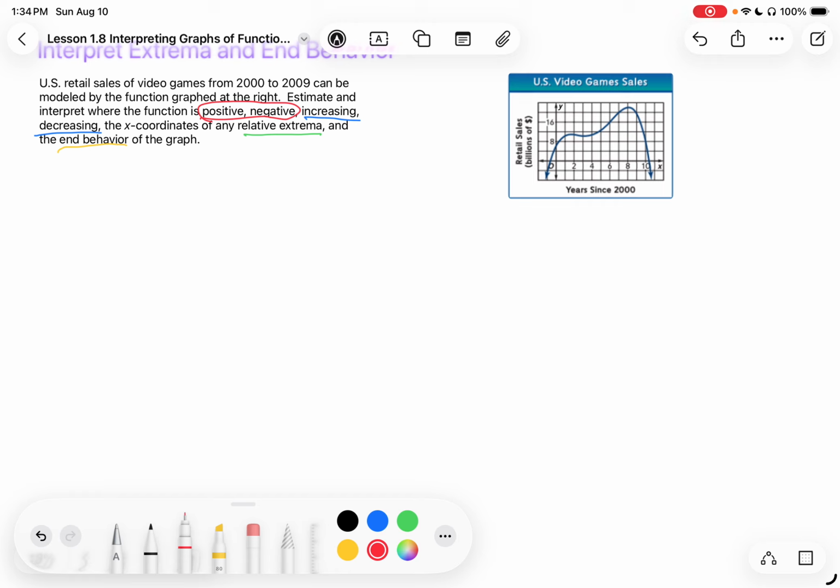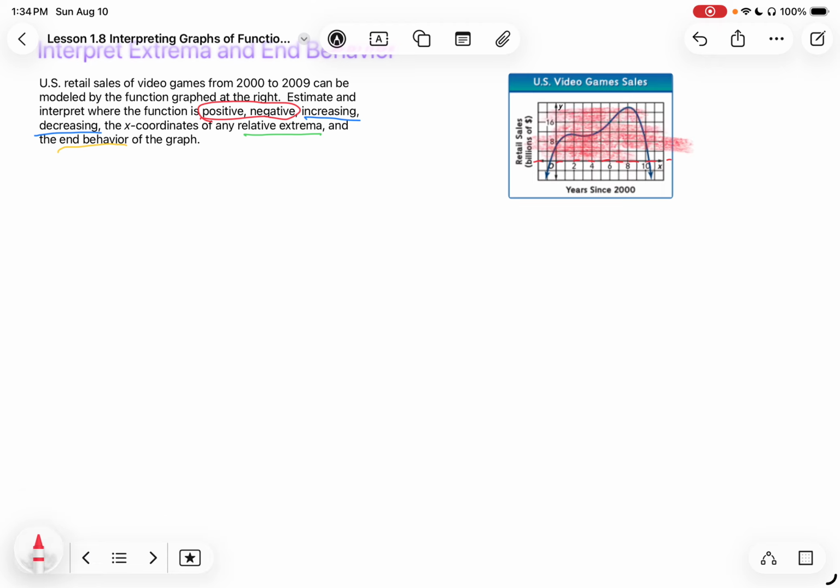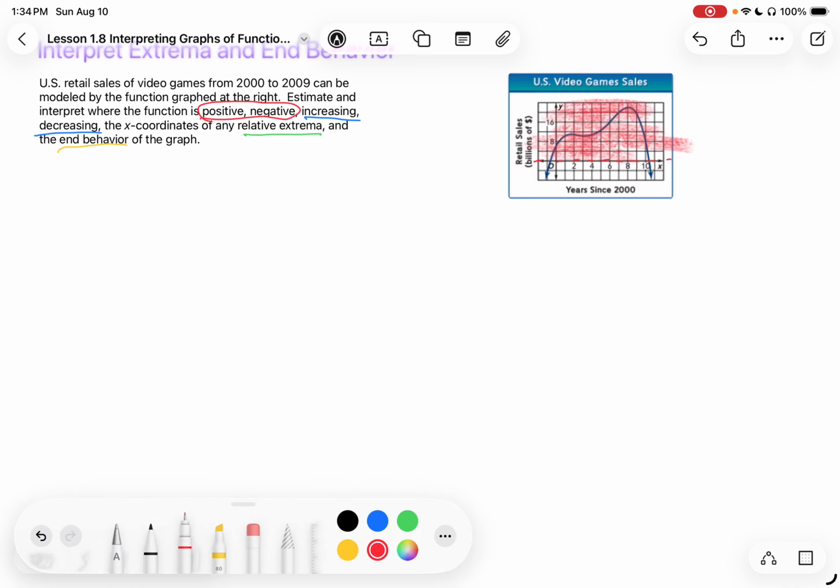And when we talk about positive and negative parts of a graph, what we mean is where are the spots where the graph is above the x-axis and where are the spots where the graph is below the x-axis. So anything that is above the x-axis is a spot where we consider the graph to be positive. So anything up here is a positive part of this graph. Anything that I shaded right there in red is positive.